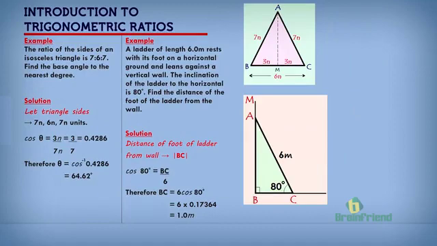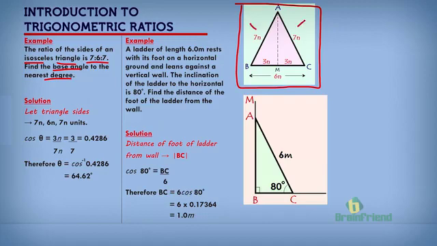Now let's take some more examples. The ratio of the sides of an isosceles triangle is 7 to 6 to 7. Find the base angle to the nearest degree. Of course, we know that an isosceles triangle has 2 equal sides. So we have 3 sides. 2 sides are equal. Our side here is equal, our side here is equal, and this side is different. The ratios are 7 to 6 to 7. So we have ratio 7 here, and a ratio 6 there.